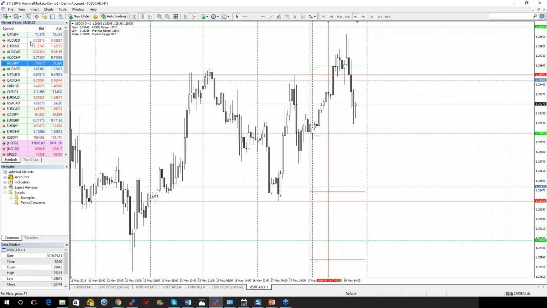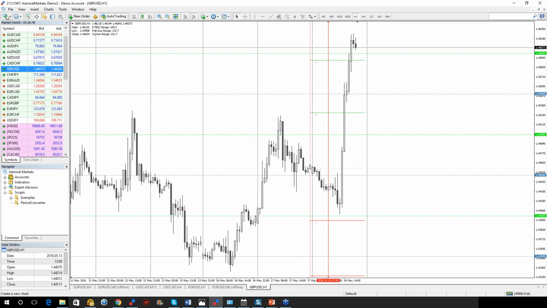Okay, audience, let's do pound dollar, for example. Maybe it did have a fake out, as I remember today. Let's see, guys. Yeah, there was no fake out. Look at this. Or it was a fake out. Here, guys, we have a fake out here. So mark previous quadrant's high, mark previous quadrant's low.